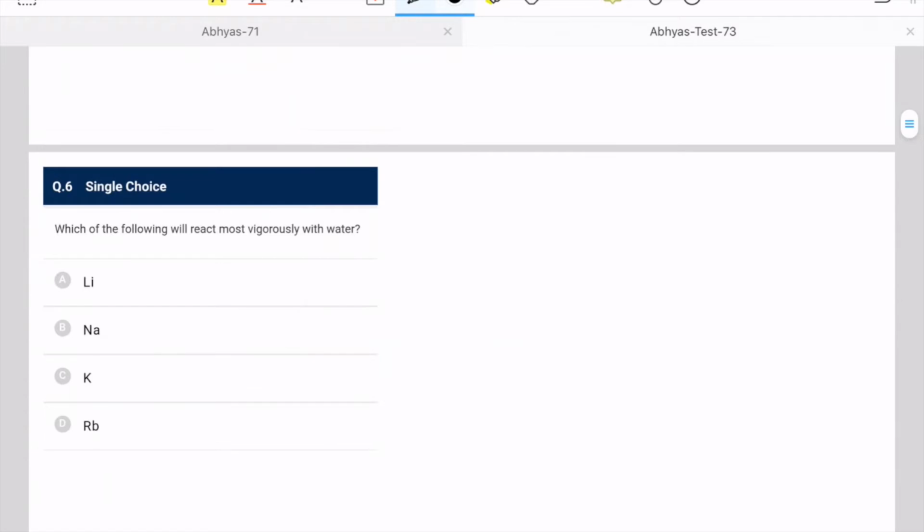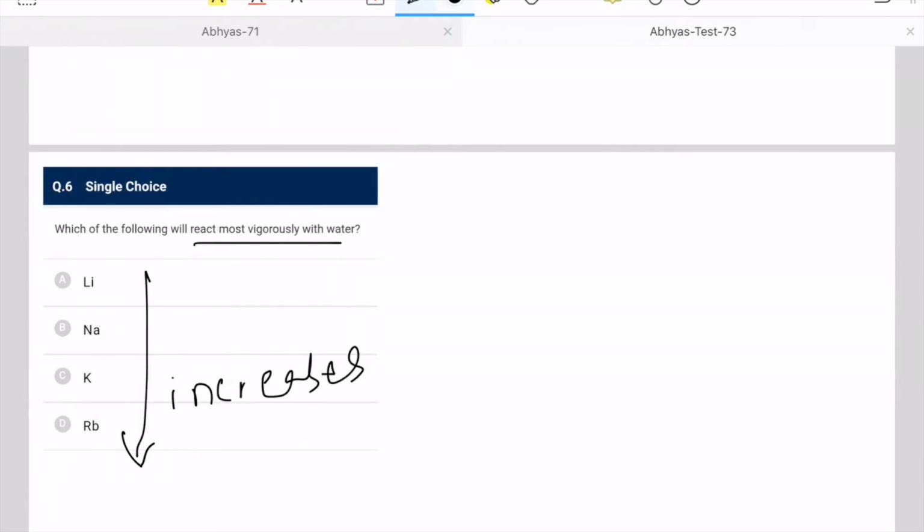So which of the following will react most vigorously with water? The reactivity with water increases down the group. So rubidium will be the highest. So rubidium is the correct option.